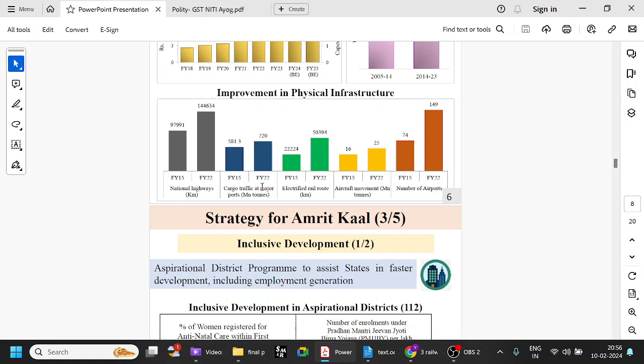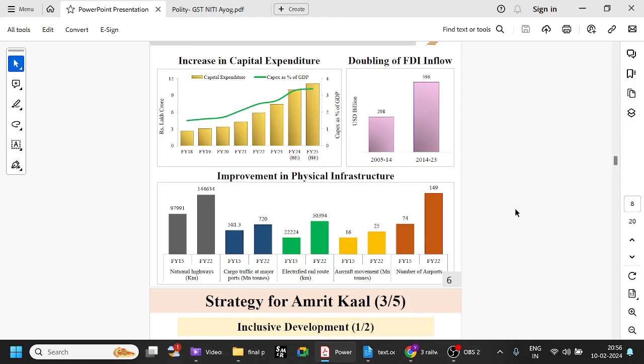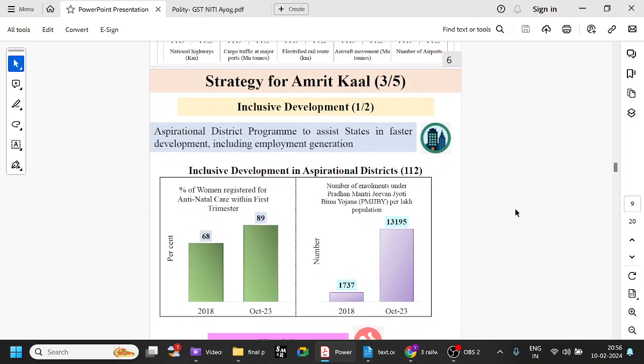There is also an increase in the cargo traffic at major ports. So remember the trends. There has been a marked increase in the number of airports also. It has more than doubled in the last decade. So try to remember these trends, and remember FDI inflow 600 billion, capex 10 to 11 lakh crore, and percentage also 10 to 11%. Number of airports 150. Try to remember all those things.